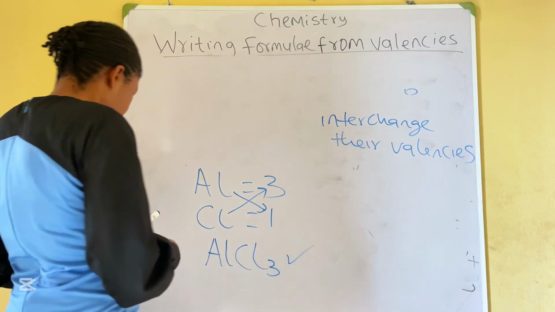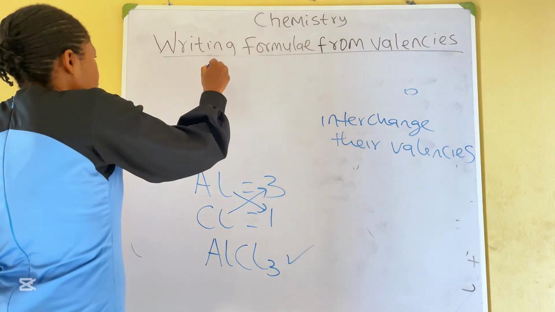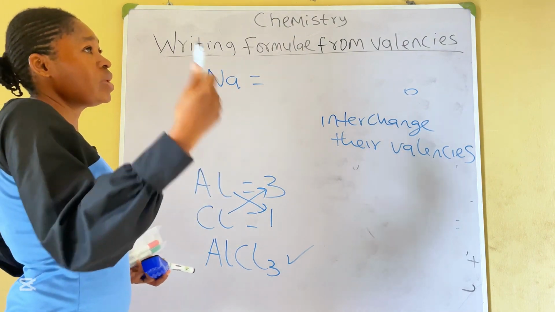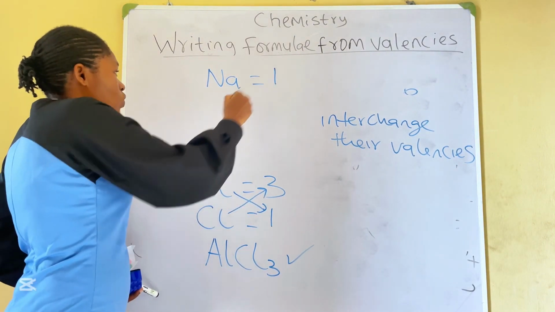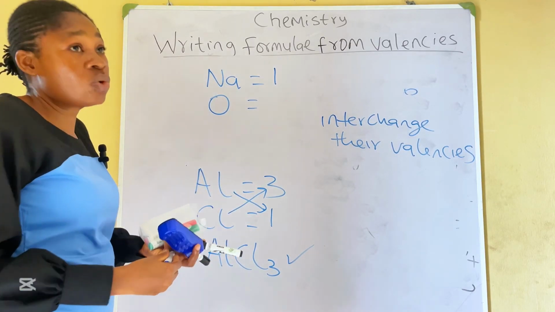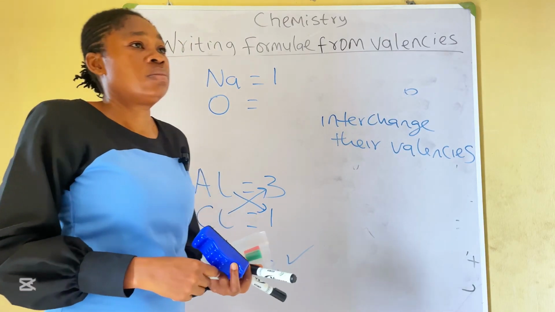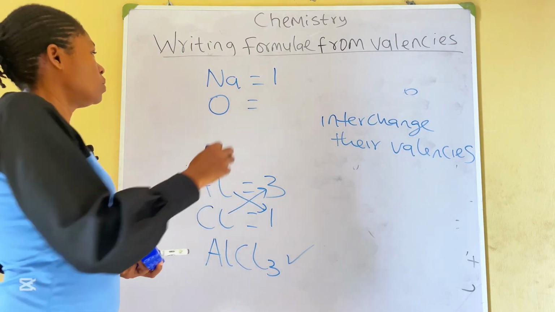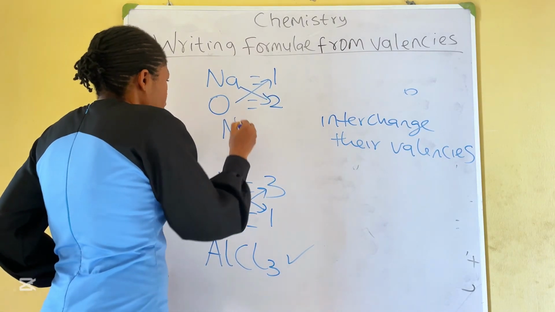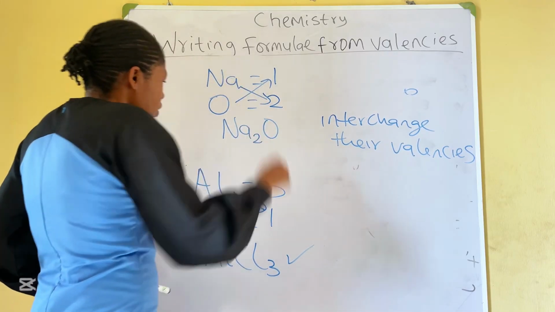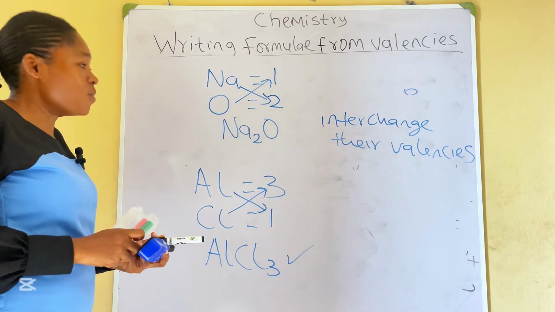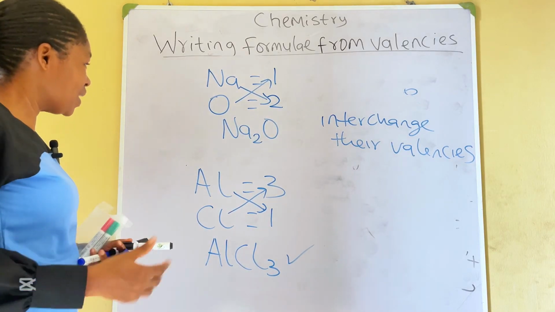Sodium oxide. Write the symbol for sodium. What's the valency of sodium? Sodium is number 11: 2, 8, 1. So 1 is the valency for sodium. Oxide, that's oxygen. The valency of oxygen is always what? 2. The oxidation number of oxygen is always minus 2. So 2, interchange it. Na is subscript 2. With this sodium oxide, you can see it's very simple to write the formula if you know your valency and the rules that are applied.